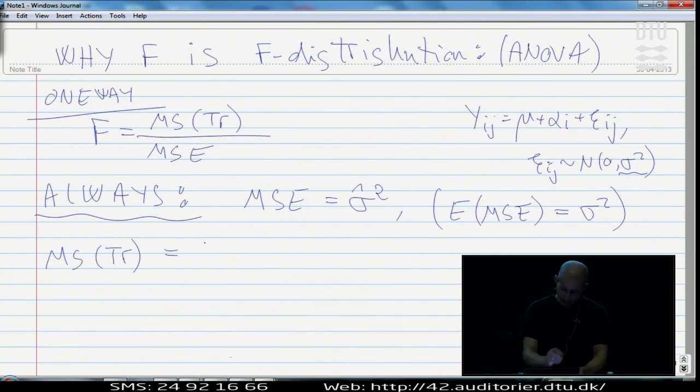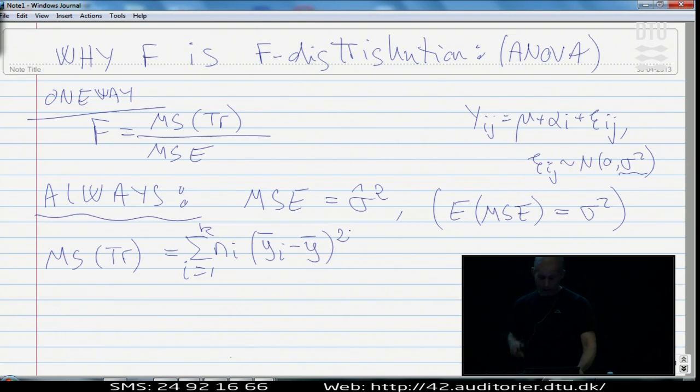Now we should have a look at the numerator, and that is MSTR. So let us write it as the sum over the groups of the number of observations within each group, times the group average minus the overall average, squared. This was the sum of squares, then we should actually divide by k minus 1 to have the mean square for treatment.